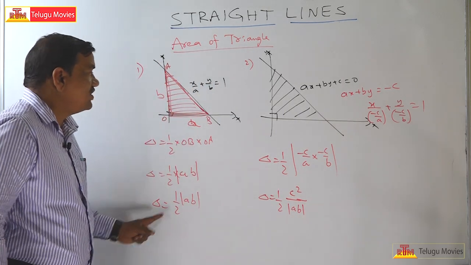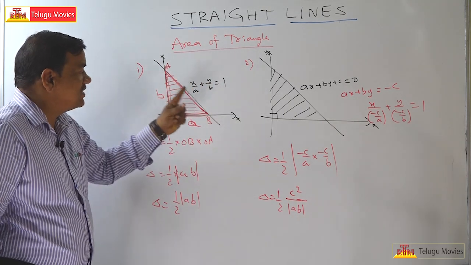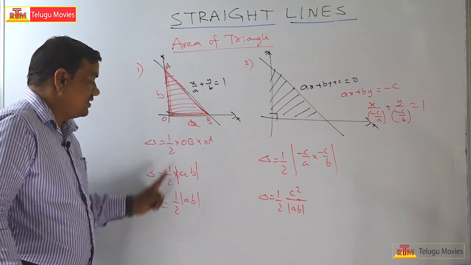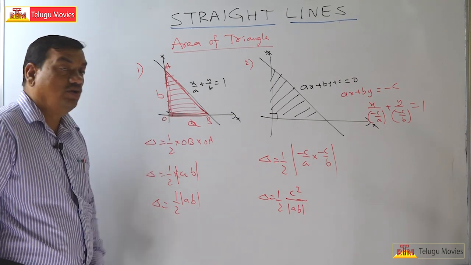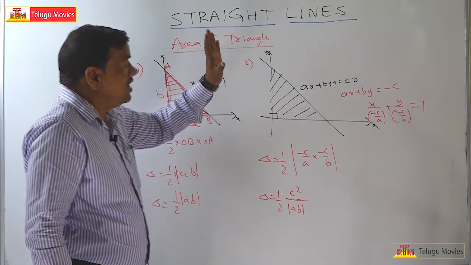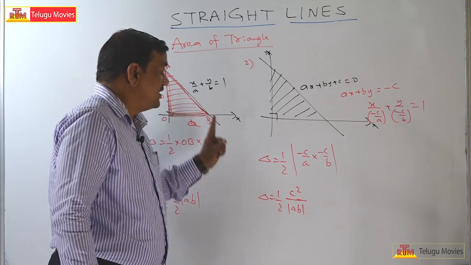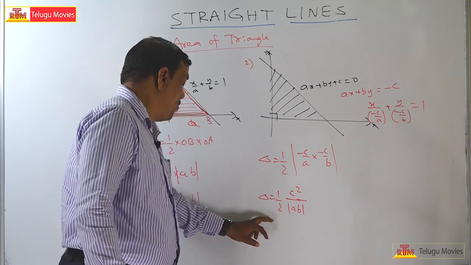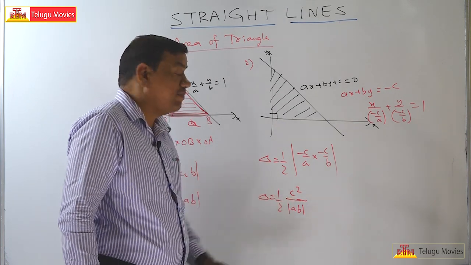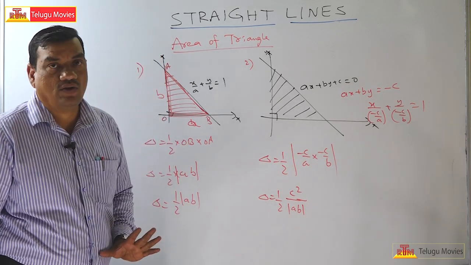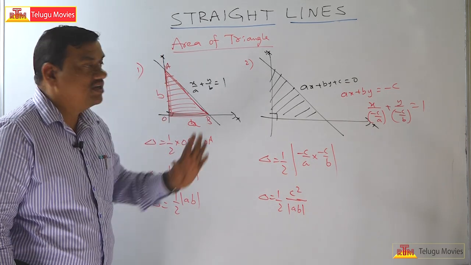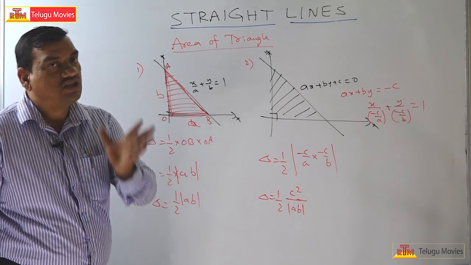So, if the equation of the line is of the form x by a plus y by b is equal to 1, then the area of the triangle is half modulus of a into b. If the equation of the line is Ax plus By plus C is equal to 0, then the area of the triangle is half into c square by modulus of AB. I hope that you understand these two concepts. So, let us see some more concepts.